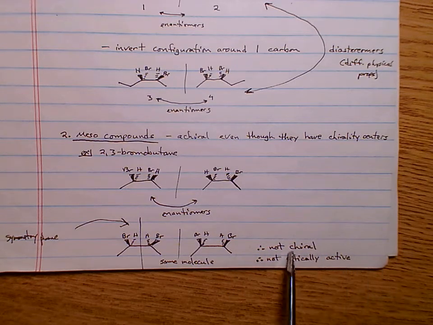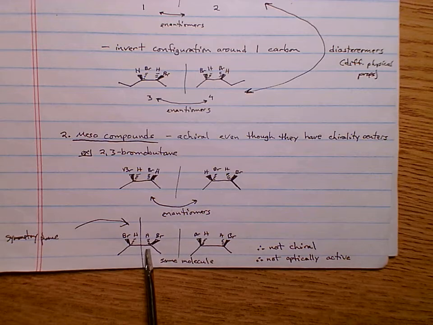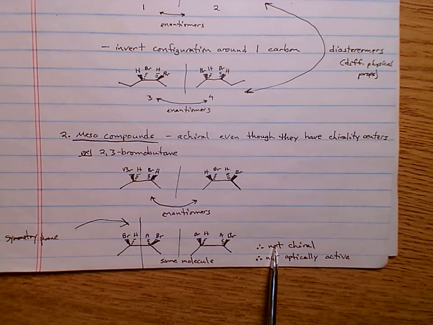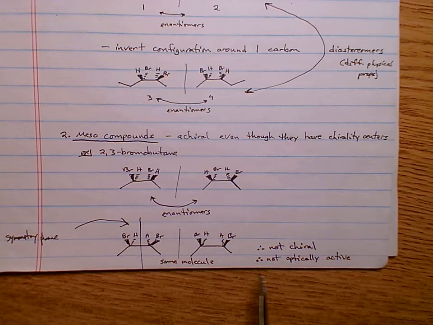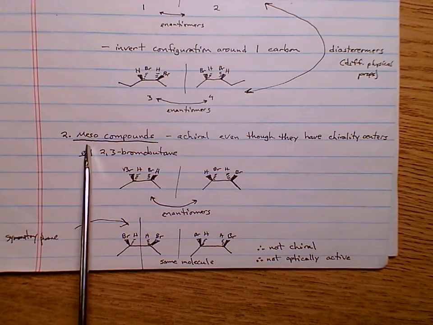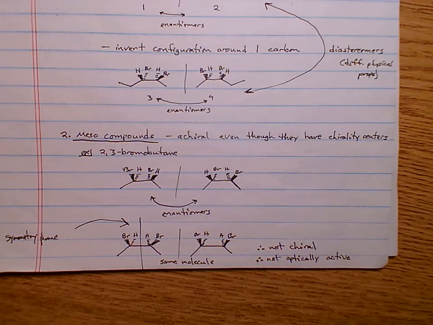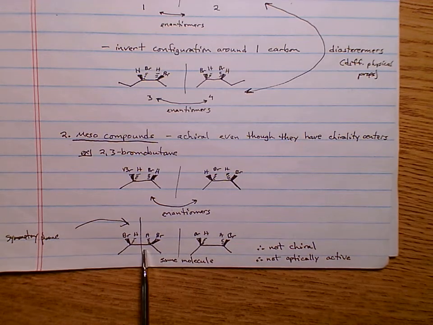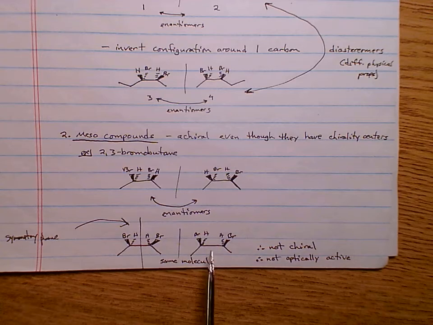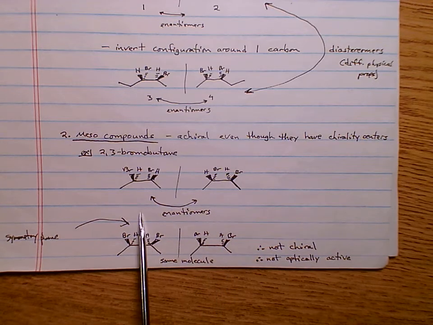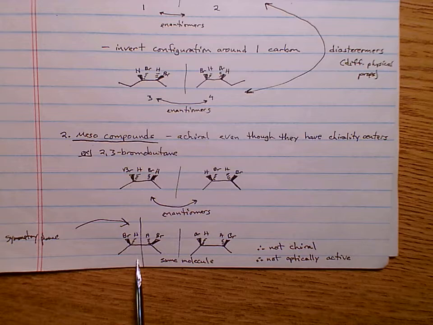When you have that situation, we have chiral carbons, but not a chiral molecule. Since it's not a chiral molecule, it is not optically active. We call this a meso compound. And the interesting thing about these meso compounds is when you look at them, instead of drawing the mirror image, or to see that the mirror image is the same molecule, one way to tell is, do you see a mirror plane in the molecule?